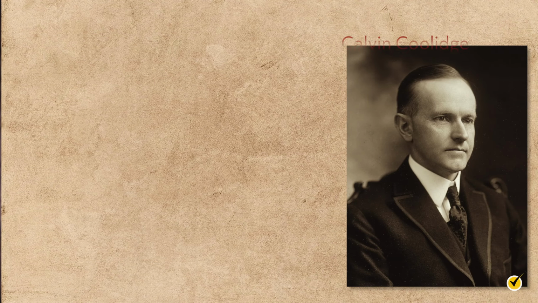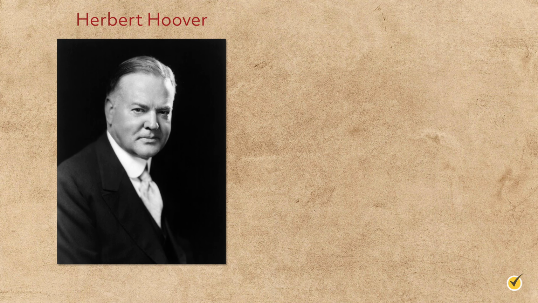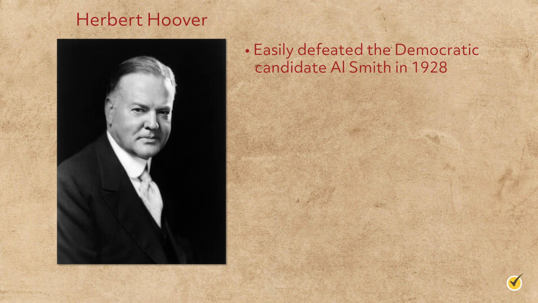With his first full term almost at an end in 1927, Calvin Coolidge responded to speculation over his 1928 plans with a characteristically taciturn statement to the press. "I choose not to run for president in 1928." Coolidge was succeeded by Herbert Hoover, who easily defeated the Democratic candidate Al Smith in 1928.